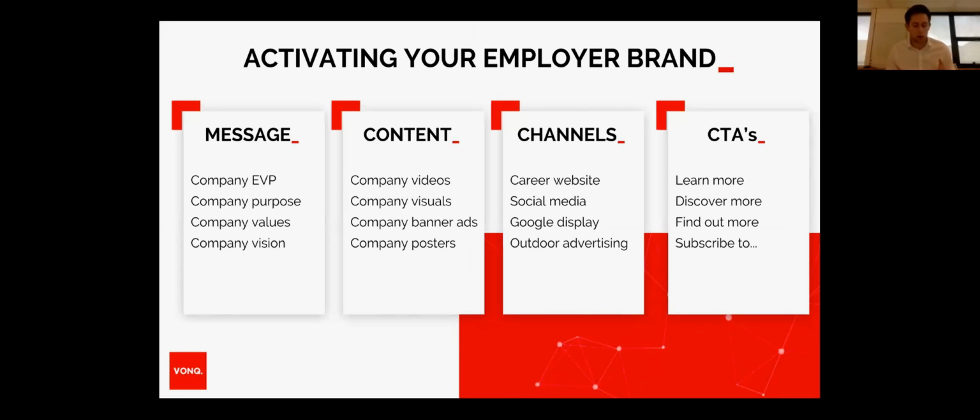So to establish your employer brand in the market, you need to be communicating core messages such as your company's purpose, values, and vision, from the long-term point of view. At this point, you shouldn't go into detail on any specific department, role, or opportunities, but just look to trigger the broader audience to learn more about you and simply be on their radar. So we want to pick our message, our content, our channels, and our call to action.